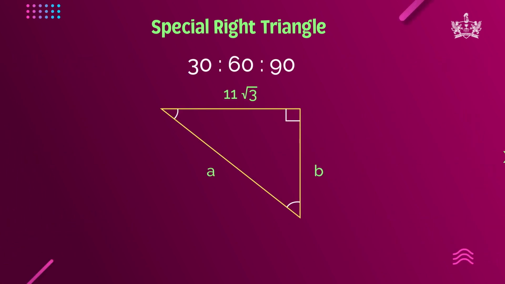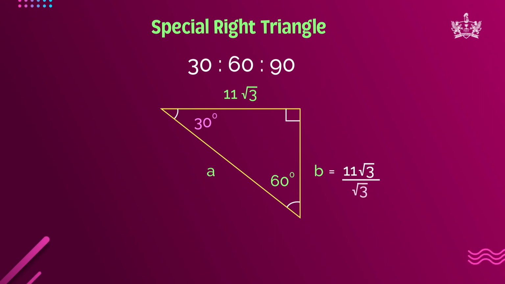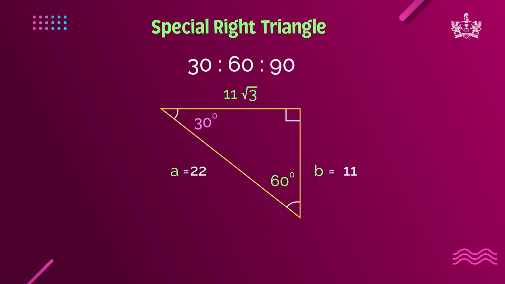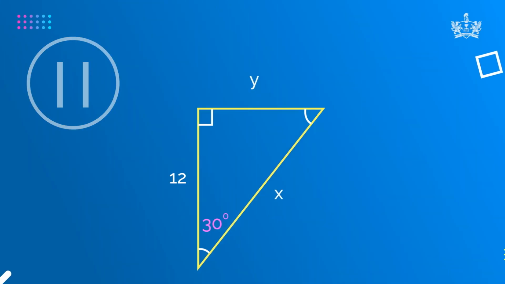Let's see this in action. If we have this 30, 60, 90 right triangle, and we are given the side opposite the 60 degrees, then we know side B will be 11 root 3, divided by root 3, which leaves 11. Then we know that side A is just double side B. So 11 times 2 is 22. And done. See how fast that was? No Pythagorean theorem needed. Okay, pause the video and try this one yourself.